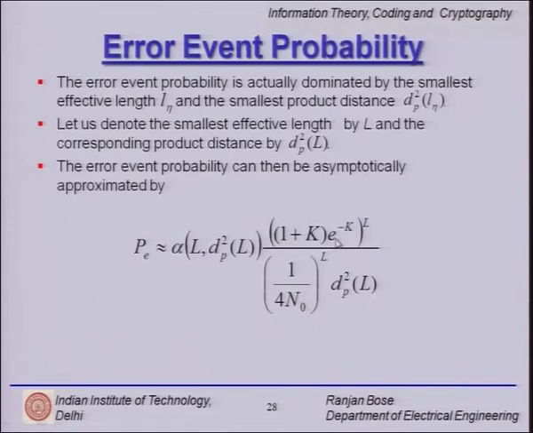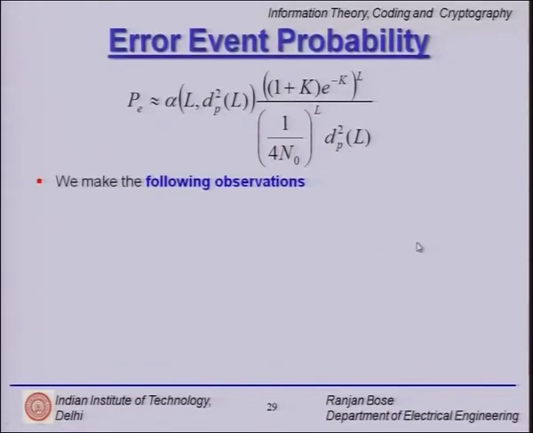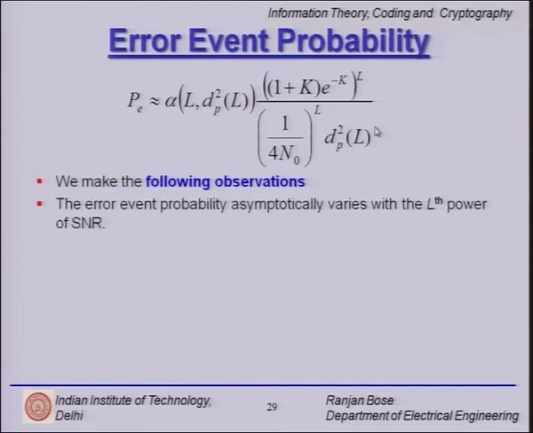Then asymptotically the error event probability can be written approximately as P e proportional to alpha, we have talked about this, and in the numerator we have 1 plus k e raised to power minus k, raised to power L. This corresponds to the noise power and squared product distance. So, the effective length L and the squared product distance prominently figure in the error probability expression, and so we should have our design criteria based on these. So, we have taken down the same expression on this slide and we make the following observations.